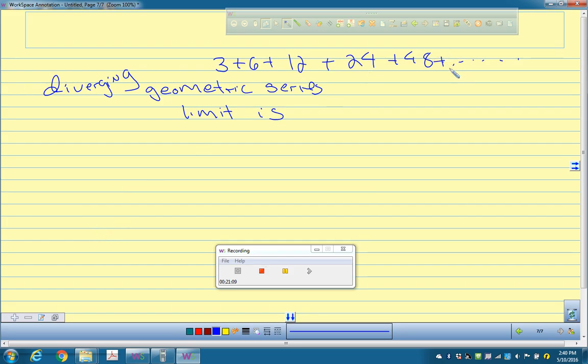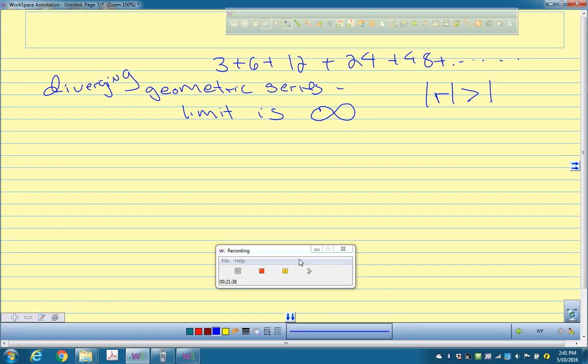It's going to keep going forever. So the limit is sideways 8. What is sideways 8? Infinity. So its limit is infinity, okay? And R, in this case, the absolute value of R is greater than 1, okay? You can find the sum up to a point, but you can't find the sum of that because it goes on forever.